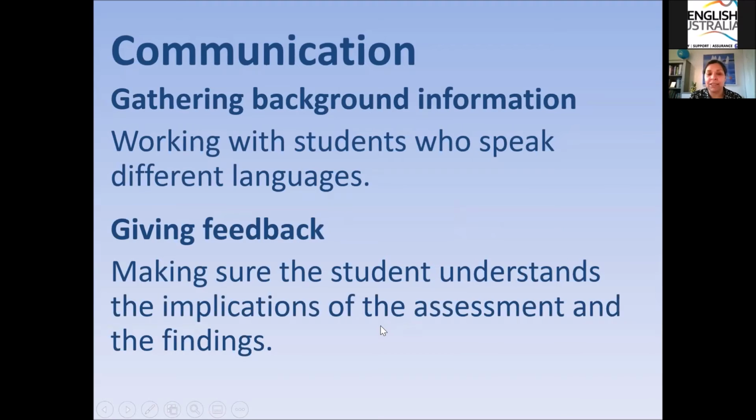So while you're doing this, you make it clear to them why you're doing this, and the reasons behind it. And sometimes, as I said, some students don't want to be labelled in any way, and will not want to do the assessment and go ahead with getting the right kind of support.